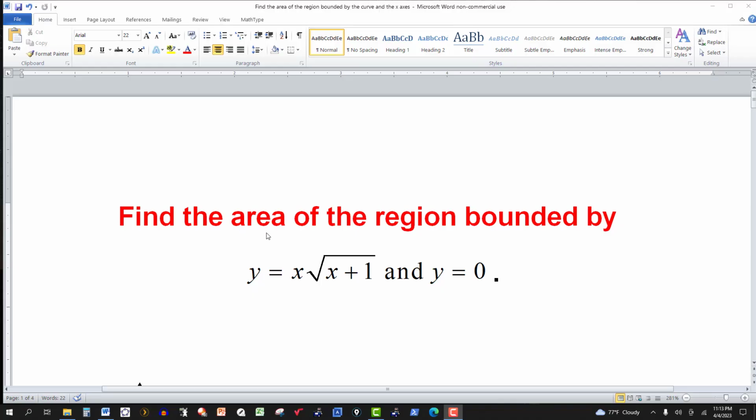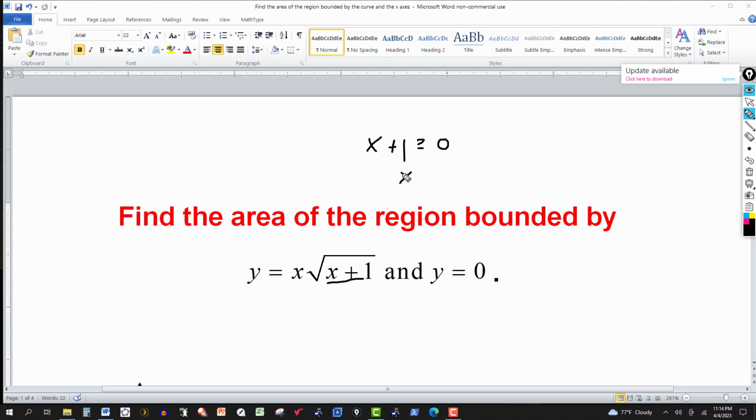In this video, we want to find the area of the region that's bounded by the graph of this function, y equals x times the square root of x plus 1, and y equals 0, the line y equals 0, which is the x-axis. We don't need the exact graph of this region, we simply need to know the region that's bounded. Notice here we have a radical, and the square root of a negative is not defined. We know that x plus 1 should be greater than or equal to 0, which means that x has to be greater than or equal to negative 1.